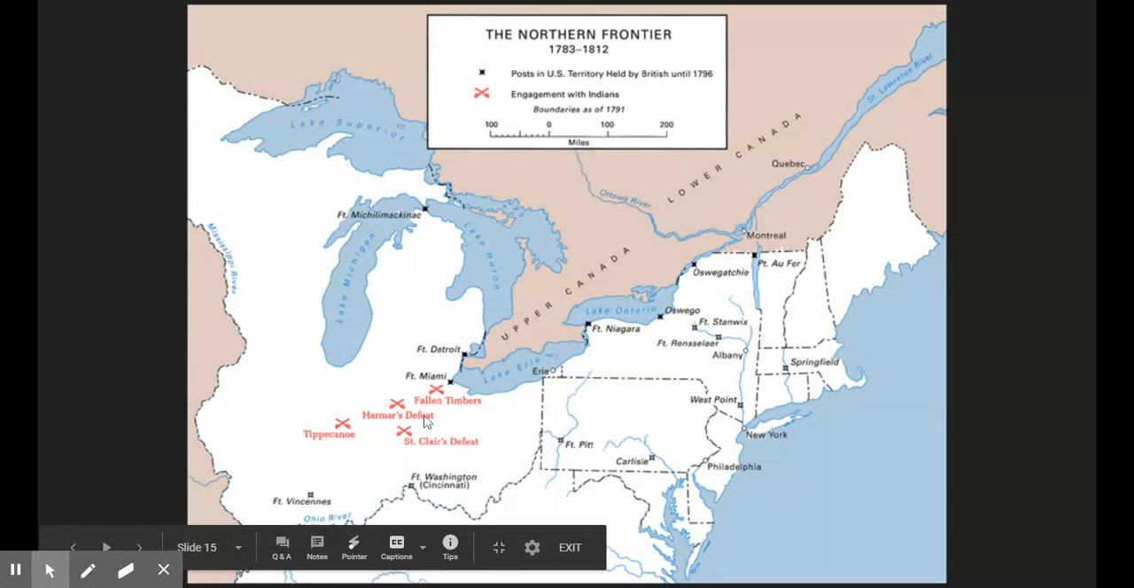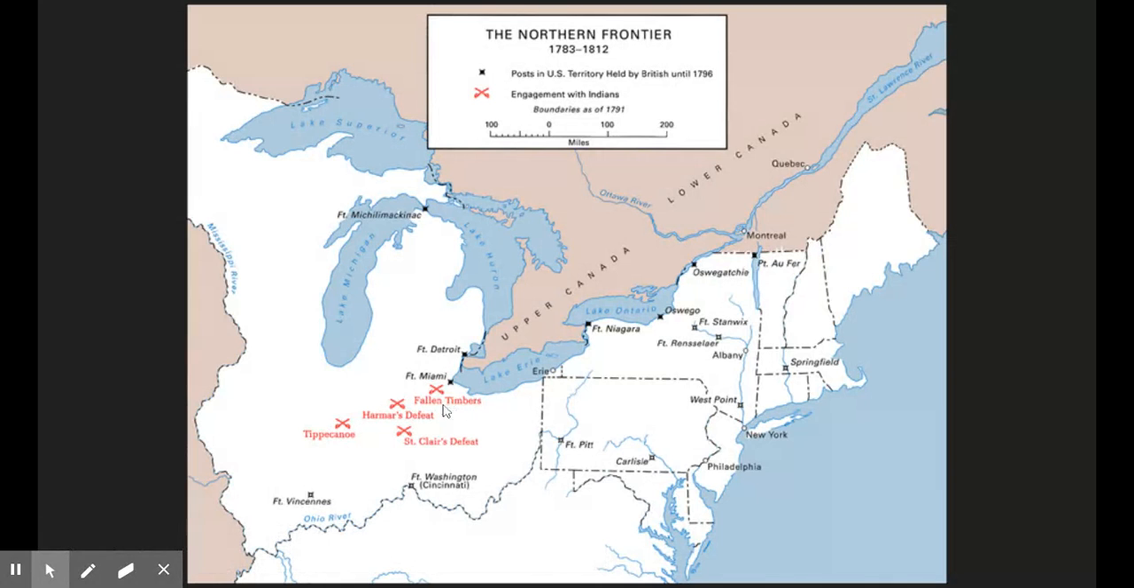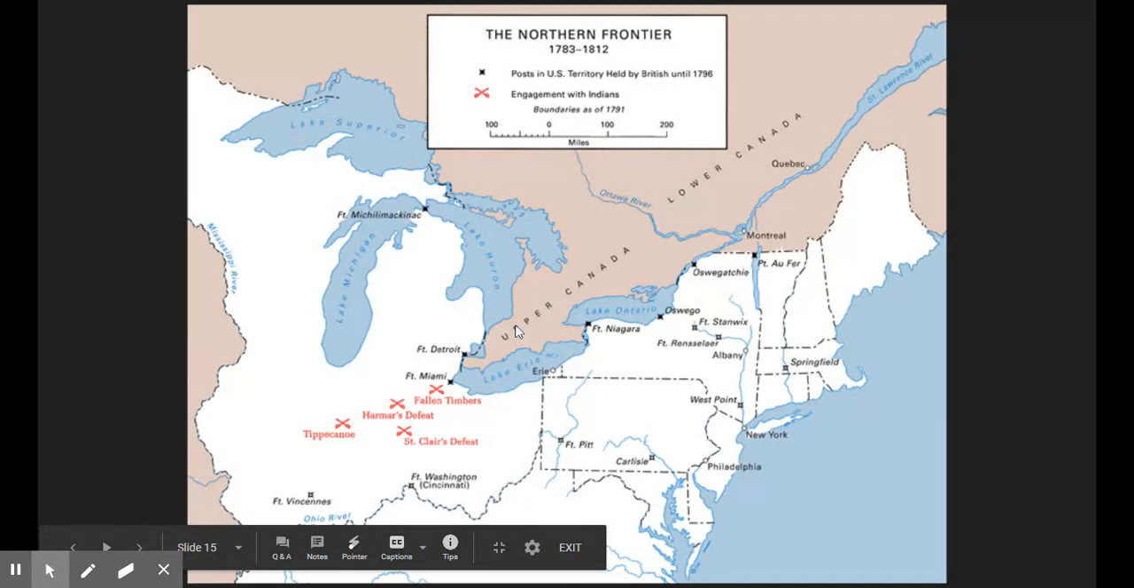Of these battles, the most important one, and the one you'll hear the most about, is the Battle of Fallen Timbers. This is one of the last large conflicts in this area between the white settlers and the native tribes of the region.